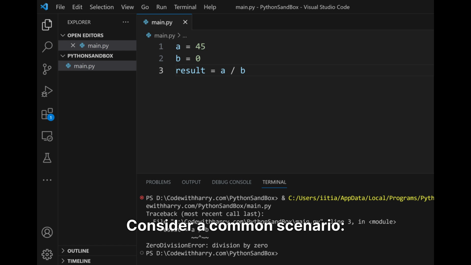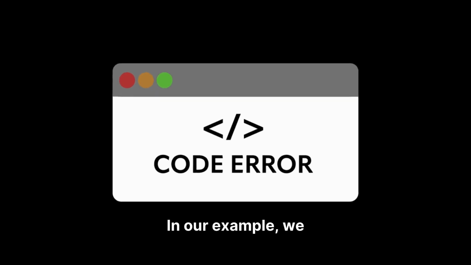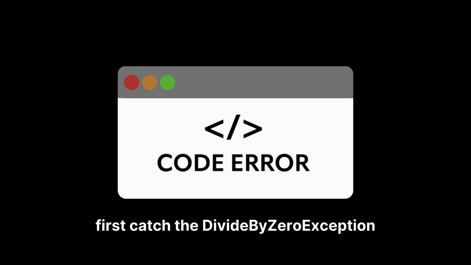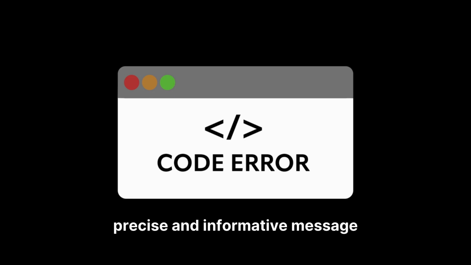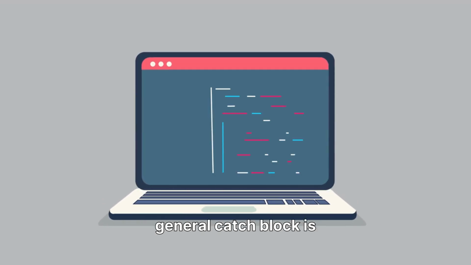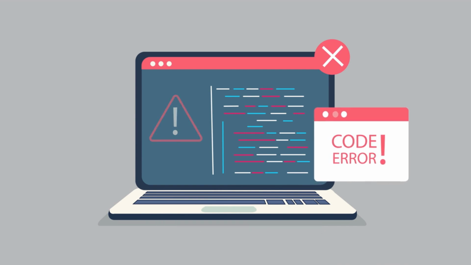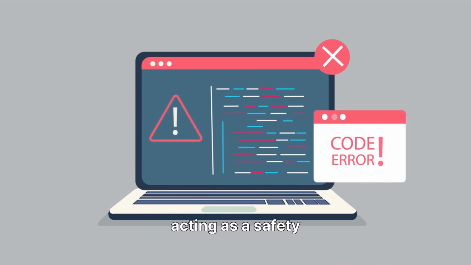A crucial best practice is to catch specific exceptions before more general ones. This allows you to provide tailored responses for different types of errors. Consider a common scenario. Attempting to divide a number by 0 will inevitably throw a divide by 0 exception. In our example, we first catch the divide by 0 exception specifically to provide a precise and informative message to the user. Following this, a more general catch block is included to handle any other unforeseen or unhandled errors that might occur, acting as a safety net.